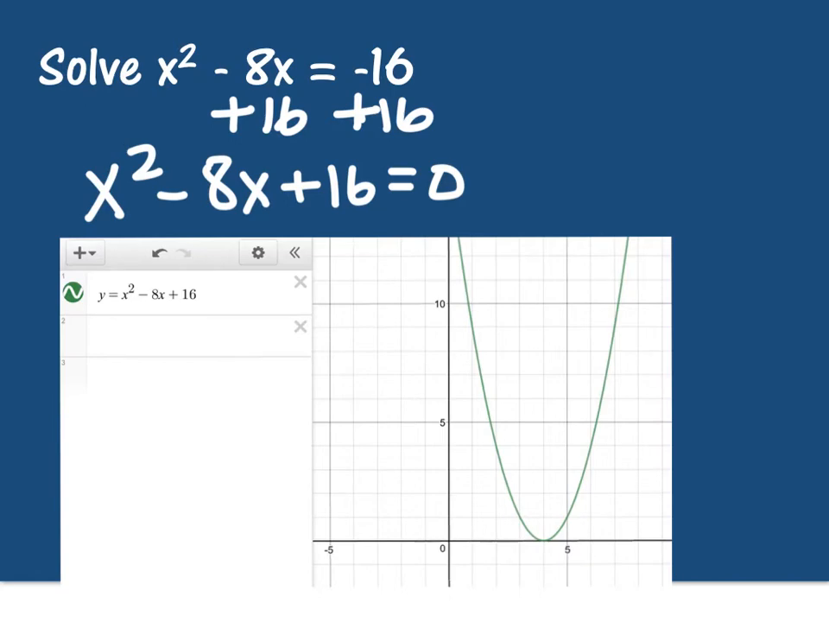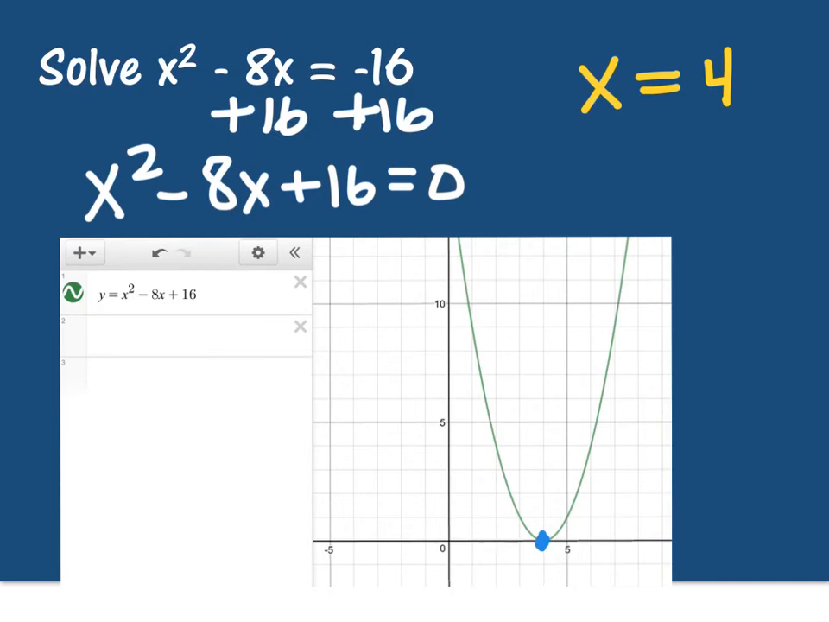Here you go. And if I'm going too fast and you want to be able to type it in before I show it on the screen, just pause the video here and there for that. As you see, it only hits the x-axis right here at x equals 4. So this only has one solution, and the solution is x equals 4.